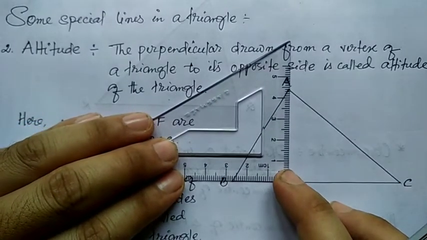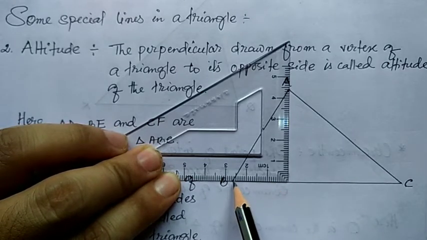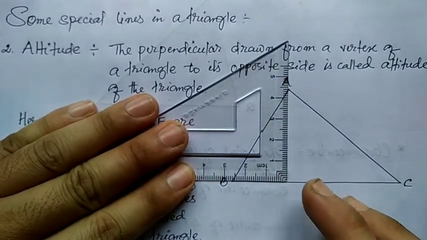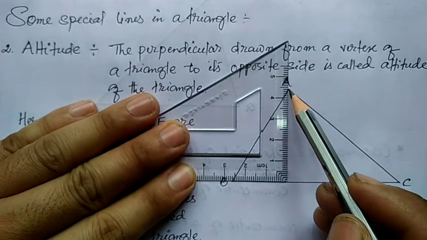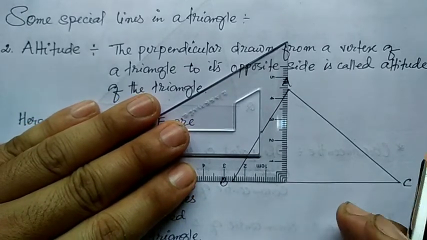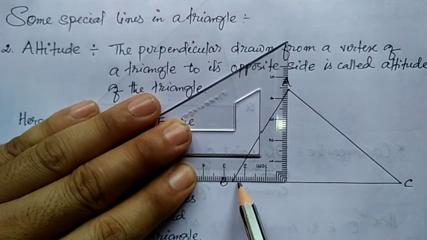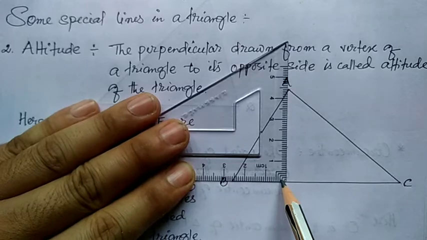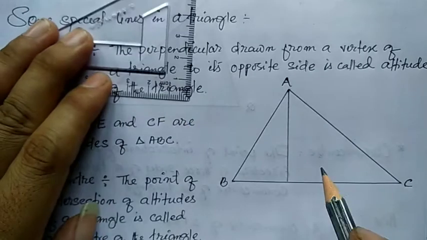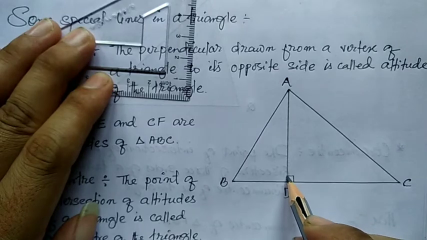So now we try to put the side BC along this edge. You can see side BC exactly coincides with this edge, and try to adjust this set square so that we can exactly start drawing the line segment from this vertex A. You can move it a little bit forward and backward so that we can exactly start from vertex A, but make sure BC stays exactly along this other edge. Then we draw from A. Here we get, let's say this is D. Then AD is perpendicular. Perpendicular means this angle is 90 degrees.